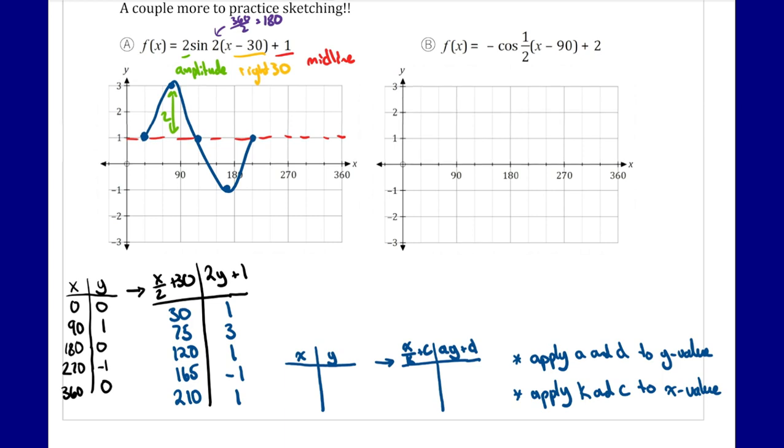I can see there's a shift to the right 30. And I see a period of 180 degrees.